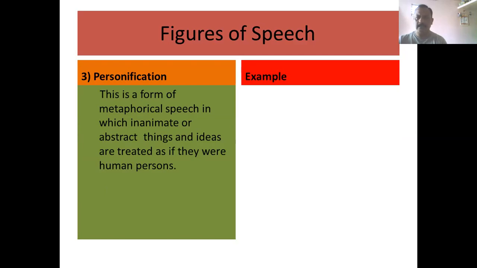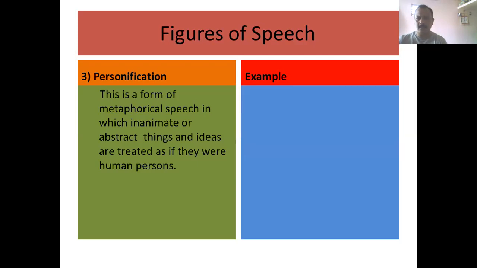Means indirectly, here the inanimate things, non-living things or abstract things, means those which we cannot see with our eyes, such kind of ideas or such kind of things are compared there. They are given the human qualities and they are treated as if they were human persons. Indirectly you will find that these non-living or abstract things are given the human quality. At that time it is called personification. It's better to learn from the examples what personification is.